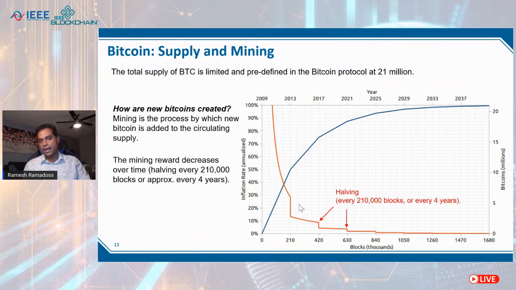Now, Bitcoin was designed with a maximum supply of 21 million. And how are new Bitcoins created? Basically through mining. Mining is a process by which new Bitcoin is added to the circulating supply. The folks who do the mining are called miners, and we'll talk about that on the next slide.